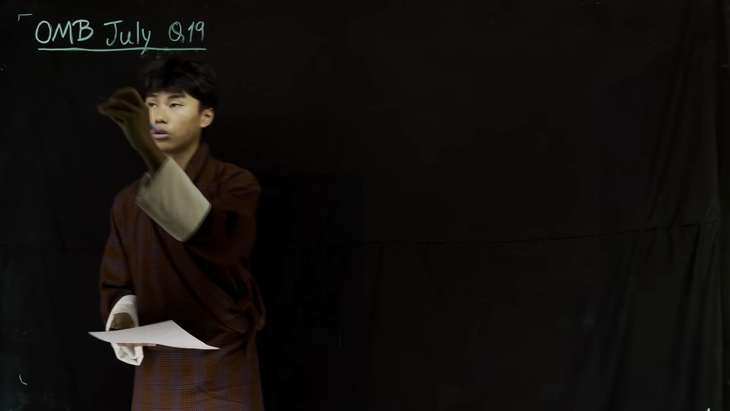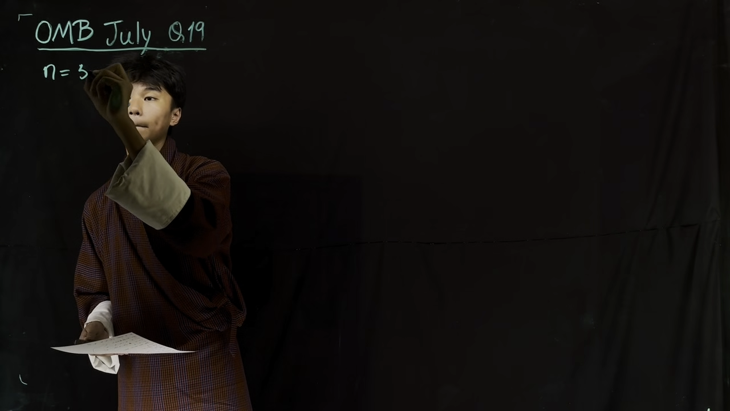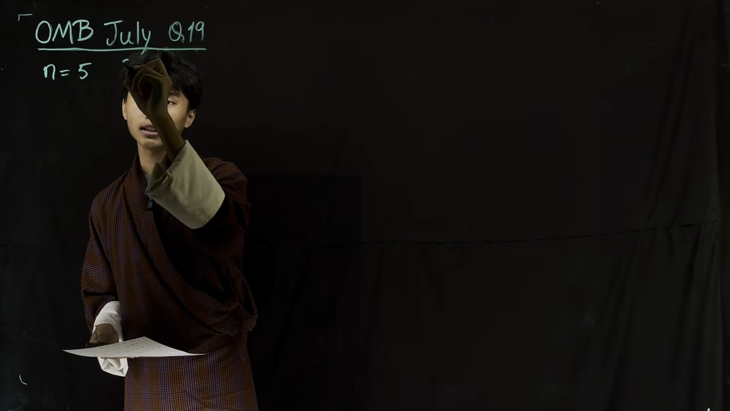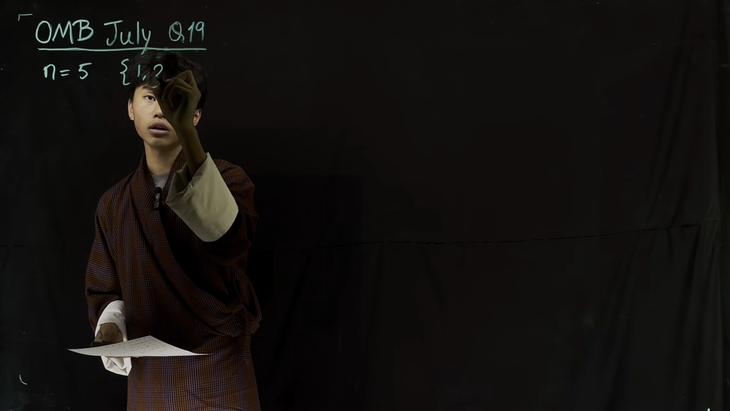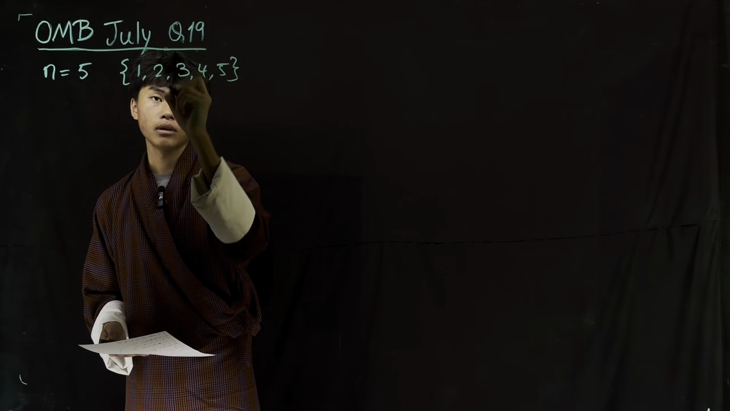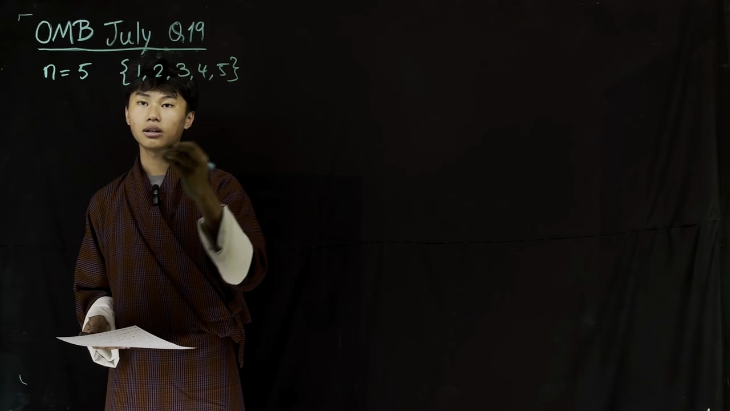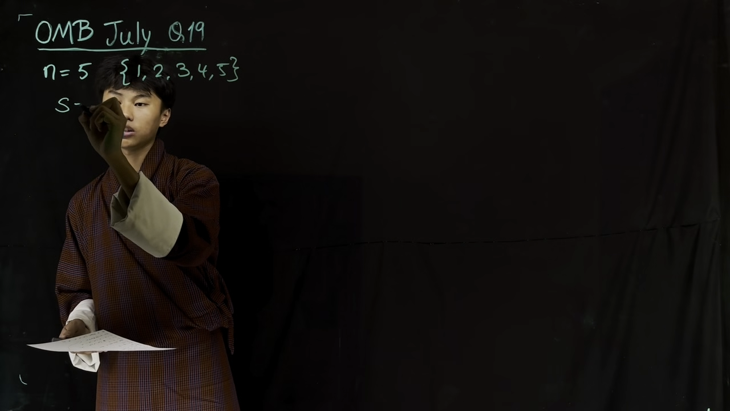Let's say your value of n is 5. That will give you a set of numbers containing elements 1, 2, 3, 4, 5. Now the alternating sum of this set of numbers, the alternating sum is given by S.